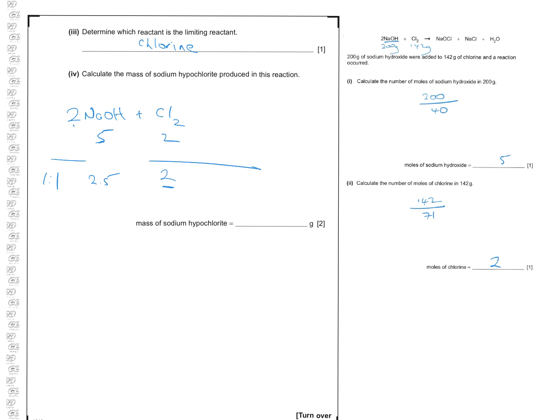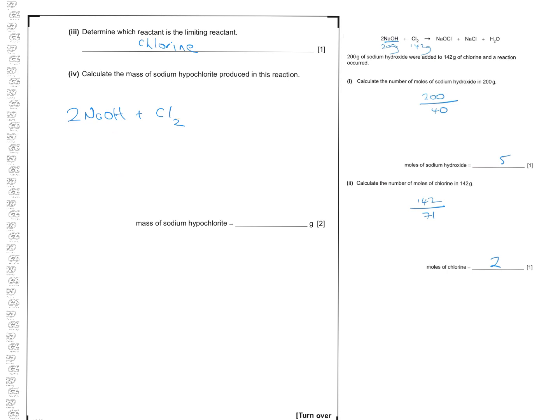Now, you could do it the other way. If you start off with 5 moles of sodium hydroxide, how many moles of chlorine are required, or the minimum moles of chlorine that are required. Well, because it's 2 to 1, we would divide the 5 by 2, and that would produce 2.5. So that's the minimum moles required. Well, you can see that we don't have that. We've only 2. Therefore, the chlorine is limiting.